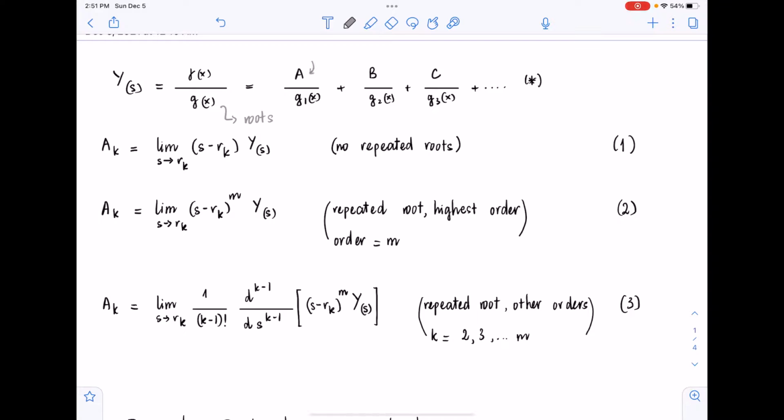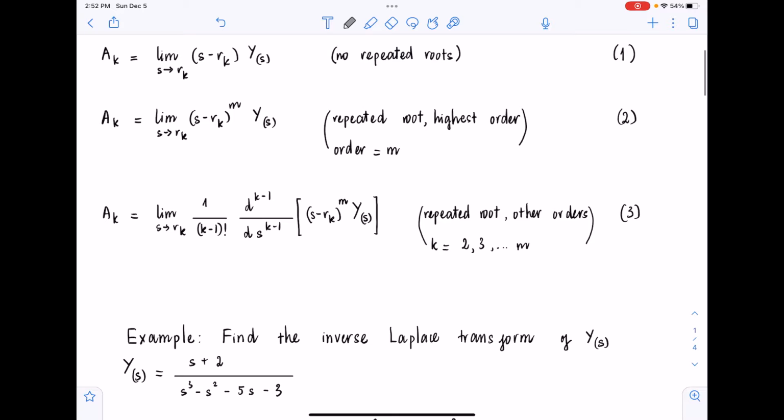Next, we need to solve for the unknown numerators. There are three equations that we can use to solve for the numerator, depending on the characteristic of the root. If the root is not a repeated root, we can use the first equation. The second equation is used for a repeated root with the highest order, and the third equation can be used for a repeated root with lower order.